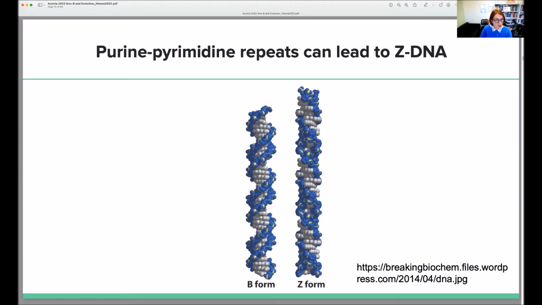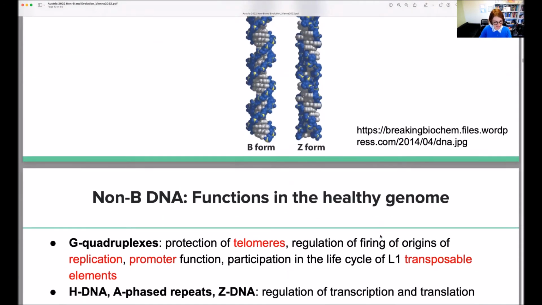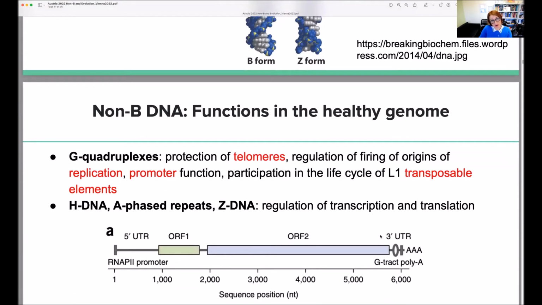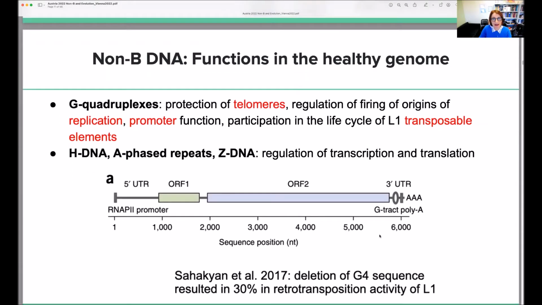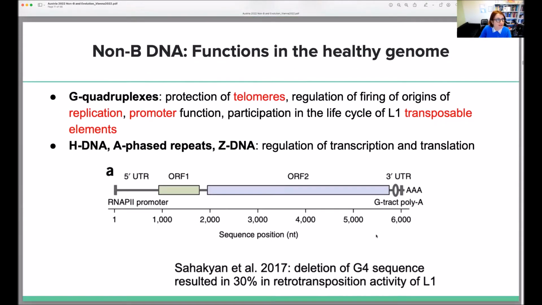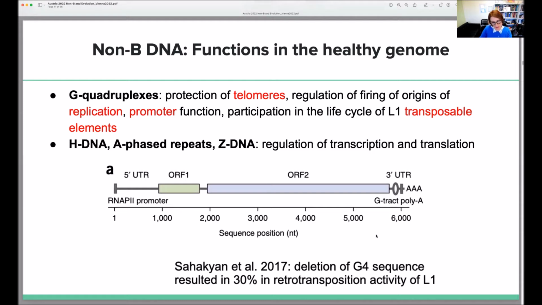So I hope you got the flavor of what non-B DNA is. And one can think, okay, so what? Non-B DNA exists, but I'm going to convince you that it doesn't only exist in the genome, but that it is important. So first of all, it plays important roles in the healthy genome, mostly focusing on human right now, although it is actually present in almost any species scientists have looked at.